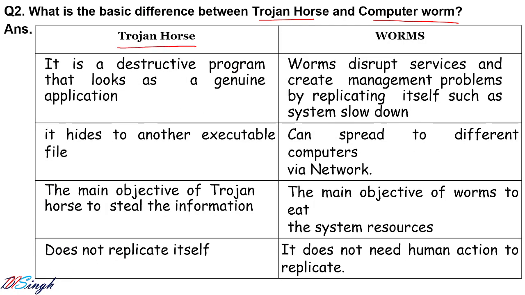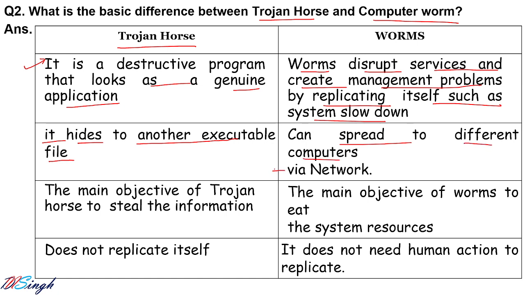Trojan horse, it is a destructive program that looks like a genuine application. So they deceive the user that these programs are useful, but they are actually destructive or harmful programs. Worms disrupt services and create management problems by replicating themselves, such as system slowdown or eating up all the memory. Trojan horse hides inside another executable file, but worms can spread to different computers via network. Okay, so worms do not require a host to spread. They can spread by themselves.